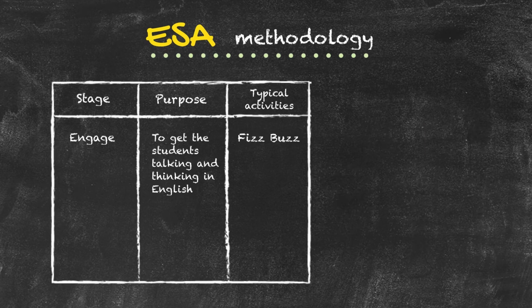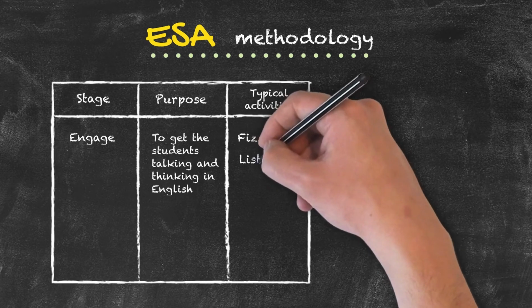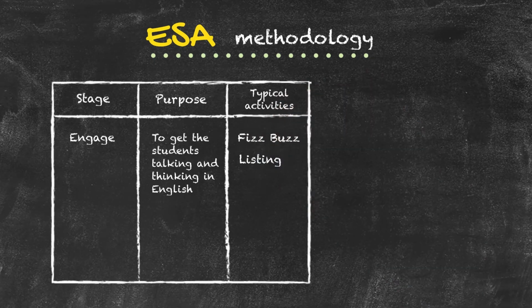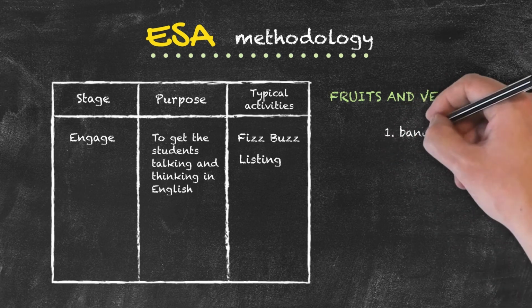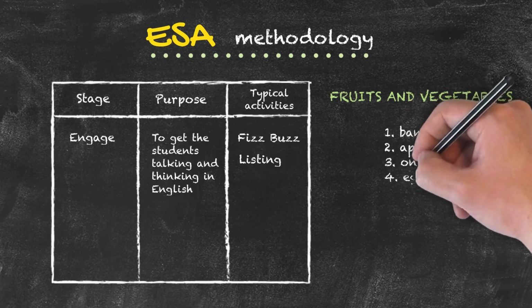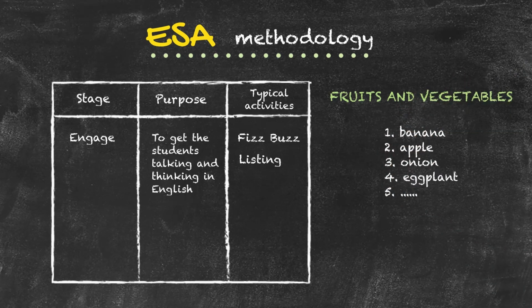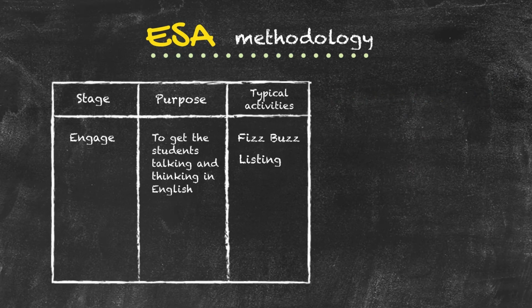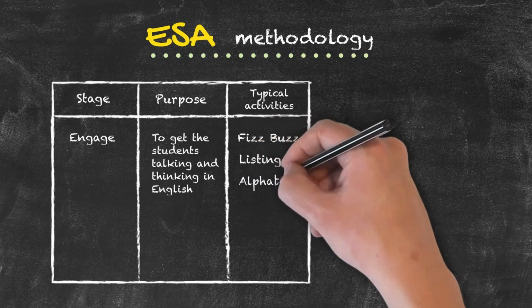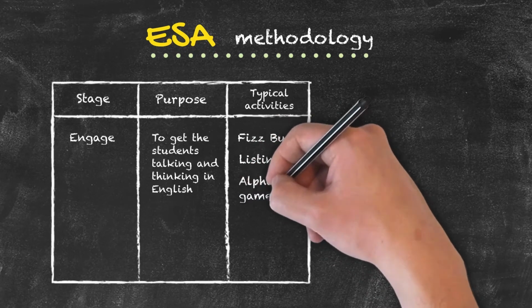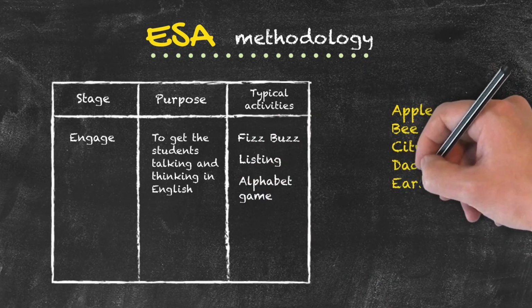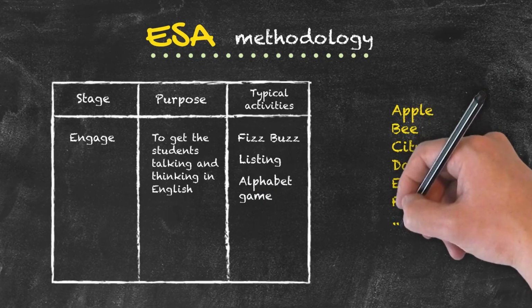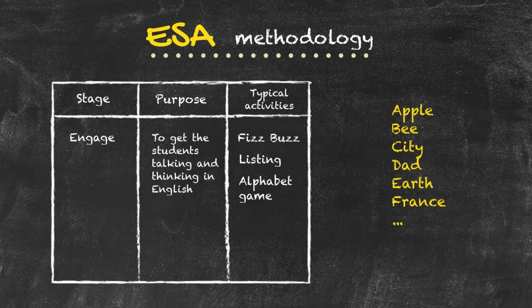A second idea that we could use here is that we get them to create lists. So we give them a topic, let's say fruit and vegetables, and they go around the class having to produce a list of various things. Another idea may be something like an alphabet game, where they have to create nouns following the letters of the alphabet. So each of these ideas is purely and simply to get the students talking and thinking in English.